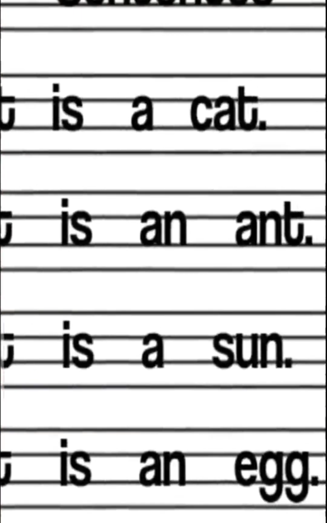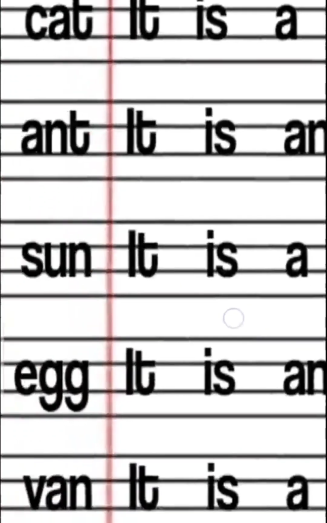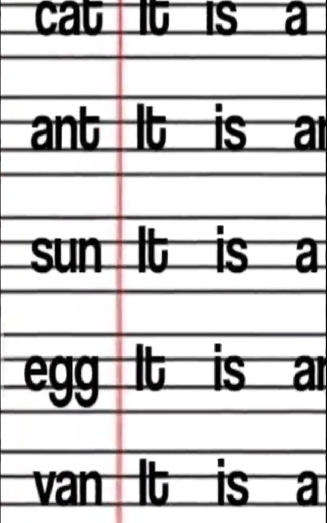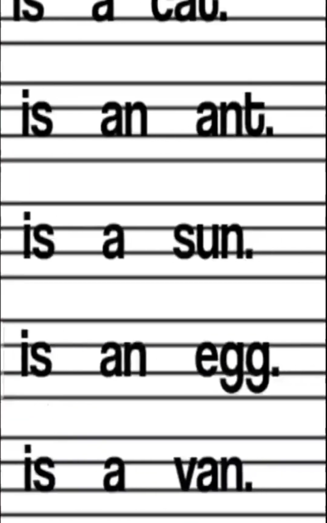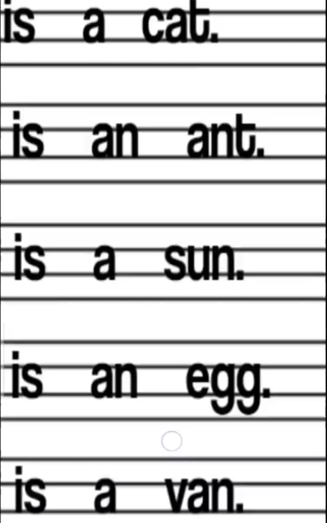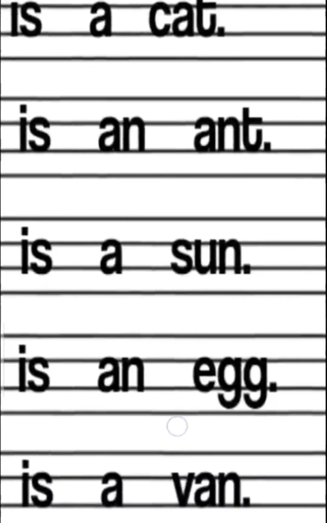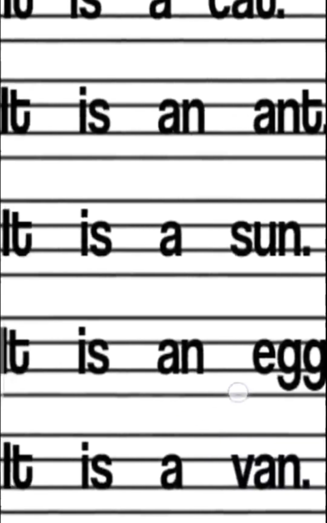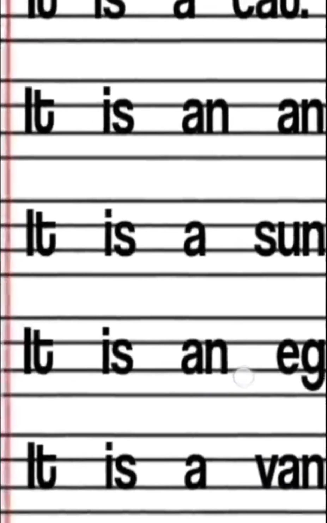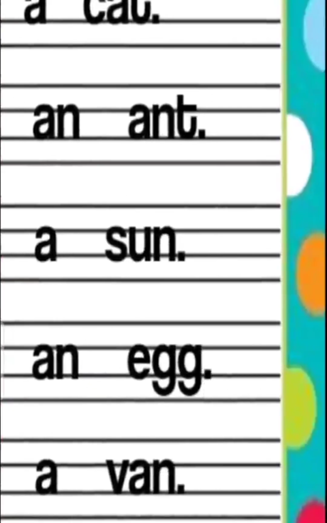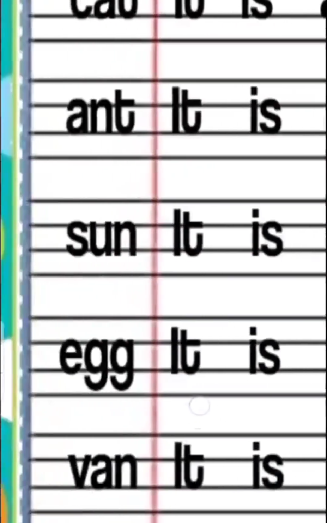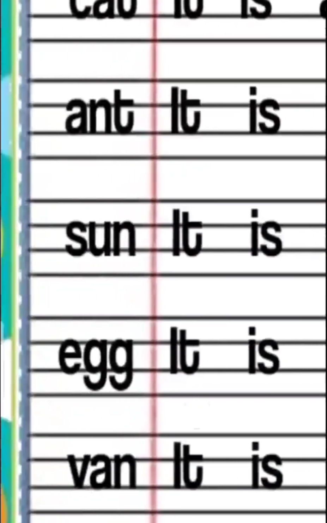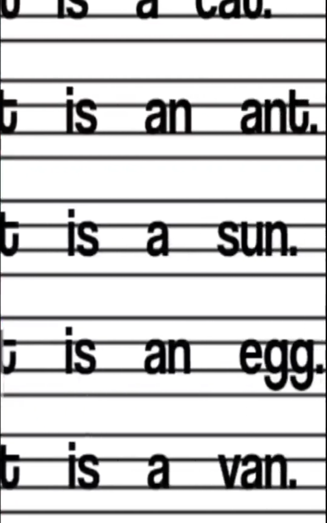Next word is sun. It is a sun. Next word is E-double-G, egg. It is an egg. And we are using an here because E is a vowel. So we will use an with vowels. Then we will put a full stop. Next word is V-A-N, van. It is a van.